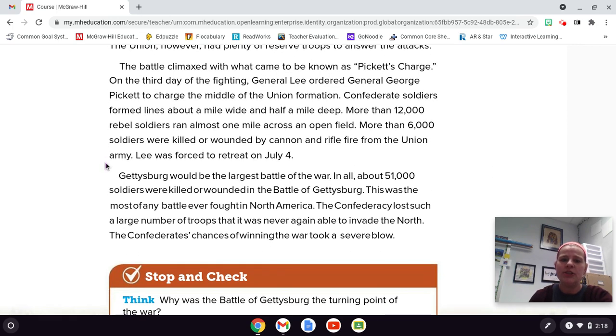Gettysburg would be the largest battle of the war. In all, about 51,000 soldiers were killed or wounded in the Battle of Gettysburg. This was the most of any battle ever fought in North America. The Confederacy lost such a large number of troops that it was never again able to invade the North. The Confederates' chances of winning the war took a severe blow, meaning it was going to be a lot harder for the Confederates to even win after they lost so many soldiers at the Battle of Gettysburg.